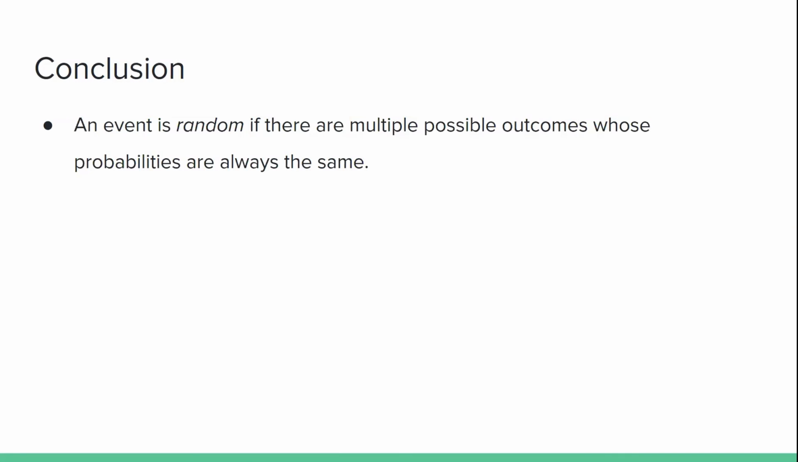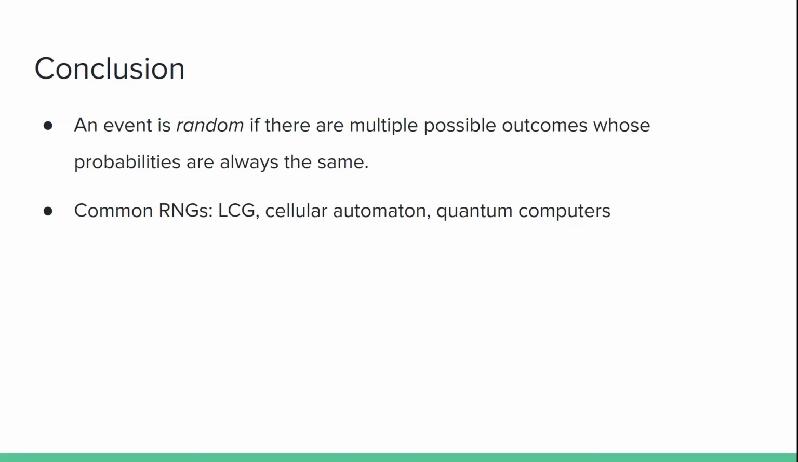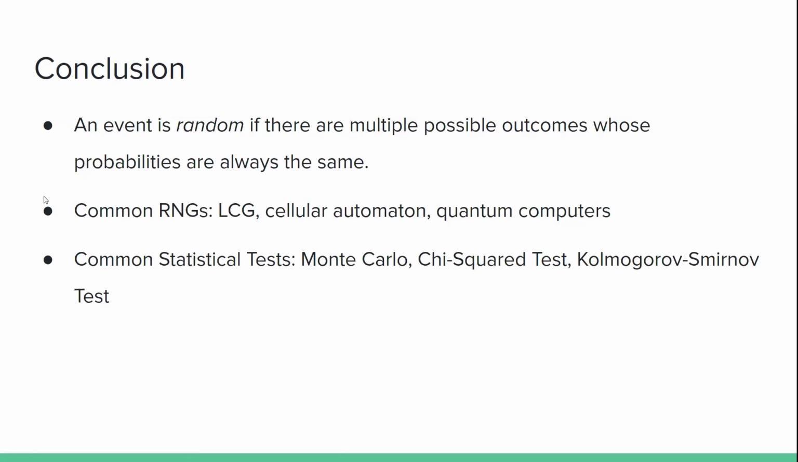So in conclusion, it's random if there are multiple possible outcomes whose probabilities are always the same. Some of the common RNGs that we talked about are the linear congruential generator, or the LCG, cellular automaton, and quantum computers. And there's a variety of statistical tests that you can use to determine the randomness of a sequence of numbers. And that includes the Monte Carlo method, the chi-square test, and the KS test.